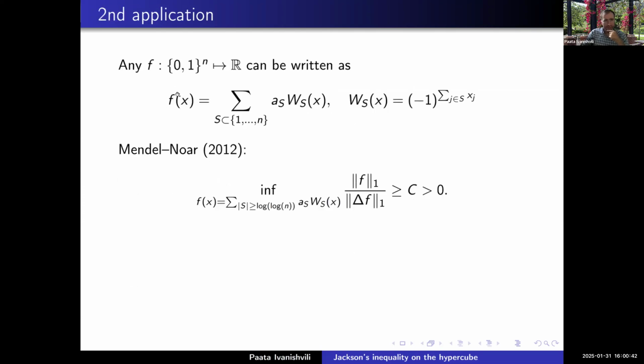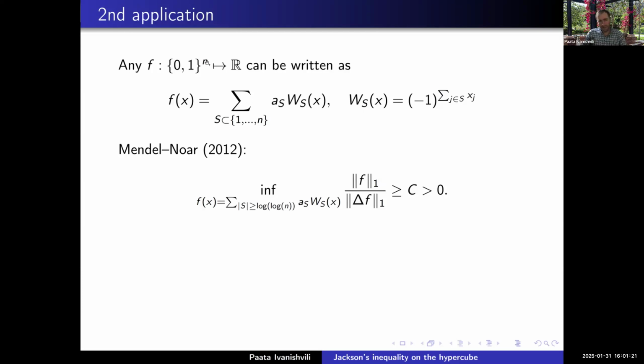And another application I want to mention goes to the works of Mendel-Naor. Any function on the hypercube, we can write as a multilinear polynomial. There is one line of Fourier analysis. You can write it as a sum over all subsets S of a coefficient times W_S of x, where W_S of x is this function, (-1) to the sum of j in S of xj. These are called Walsh functions, and these are orthonormal functions with respect to the uniform probability measure on the hypercube, and this is the Fourier-Walsh decomposition.